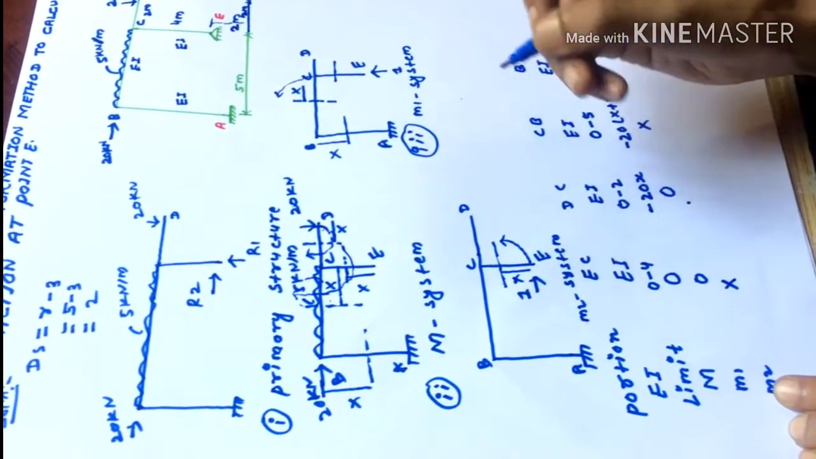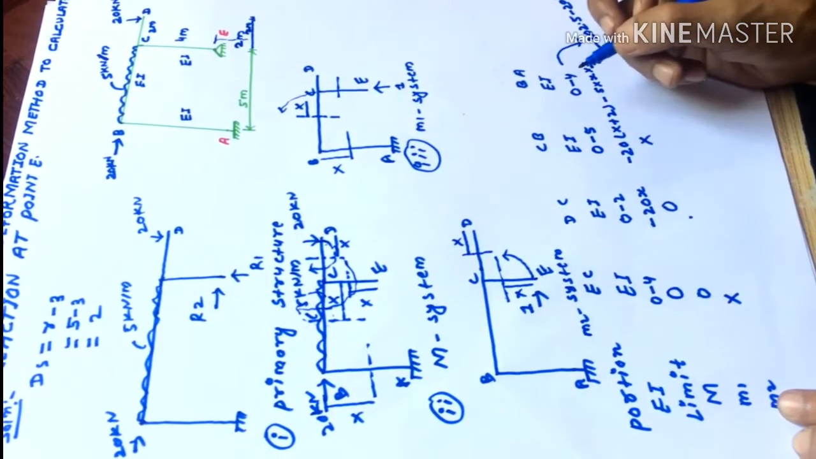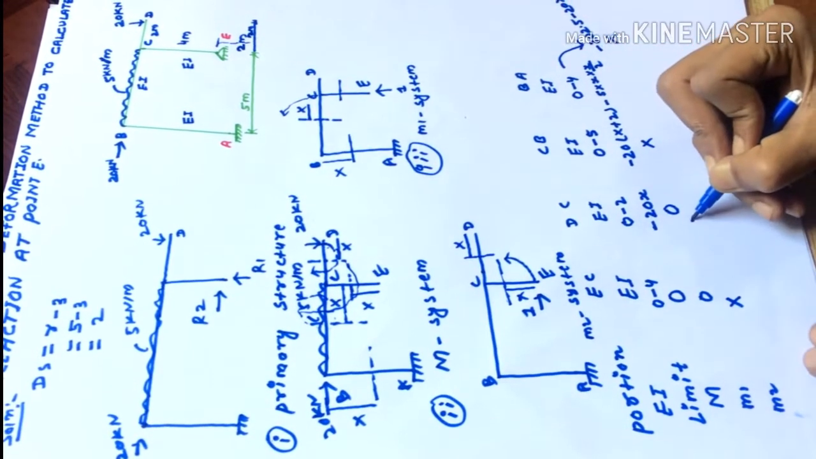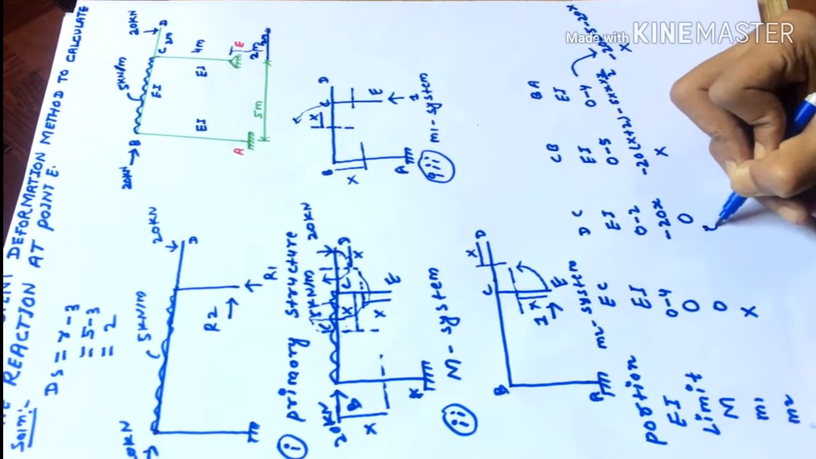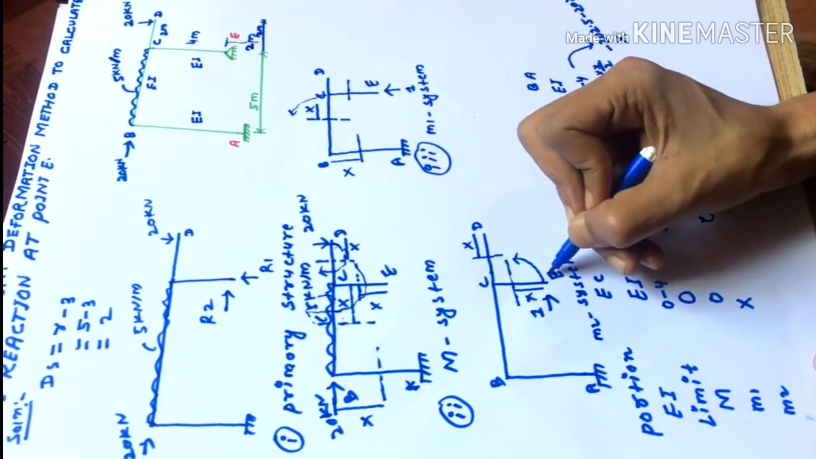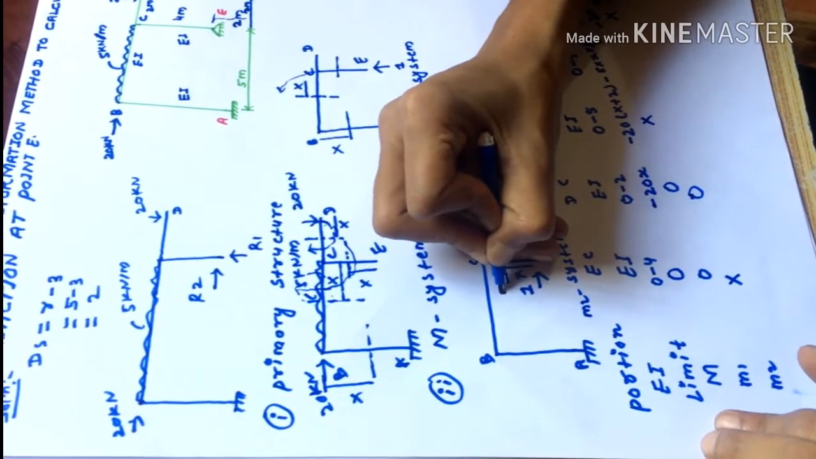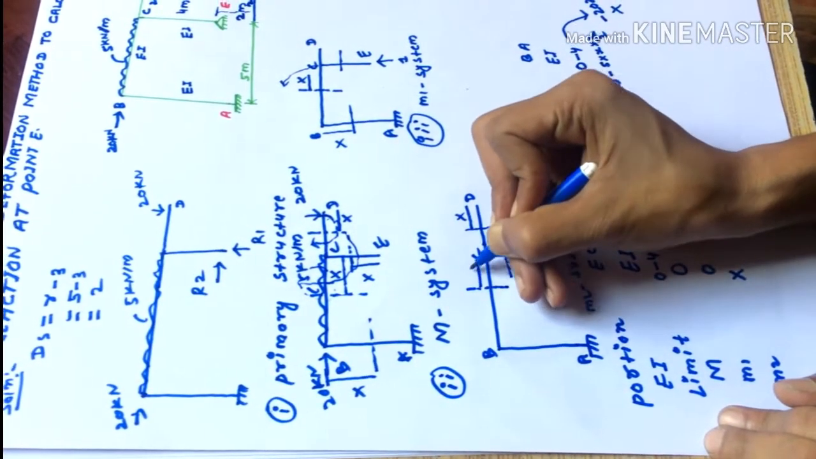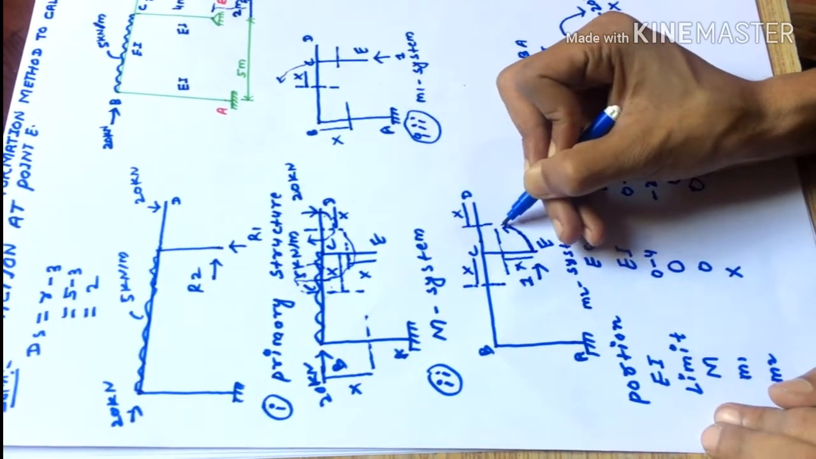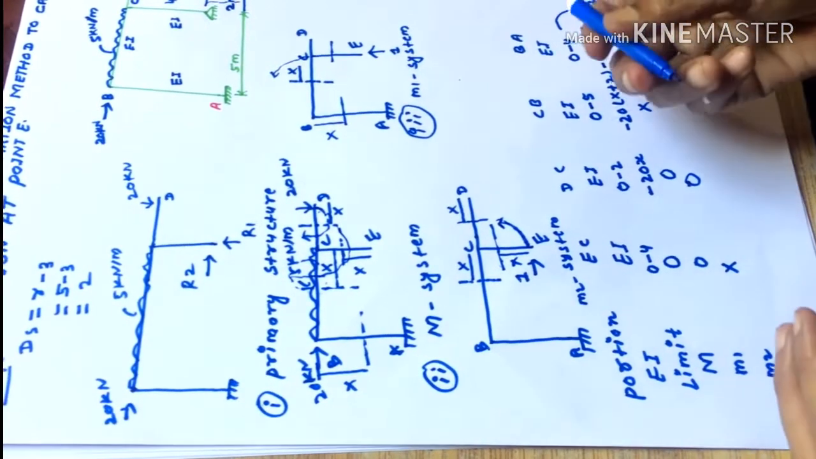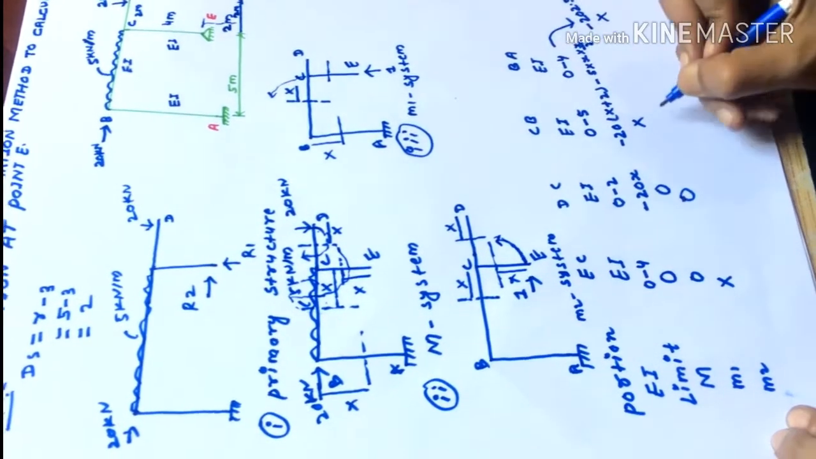In portion CD, let us take a section at a distance of x from D. We can see there is no external force, so for portion DC our moment is taken as 0. Next we have calculated for portion EC and DC. Let us move on to portion BC. Let us take a section at a distance of x from the origin C. Here in the figure we can see this force will rotate this section in anti-clockwise direction, so take it as positive, and the perpendicular distance we can see in the figure is 4, so our moment is 4.